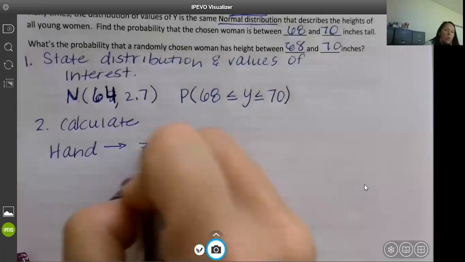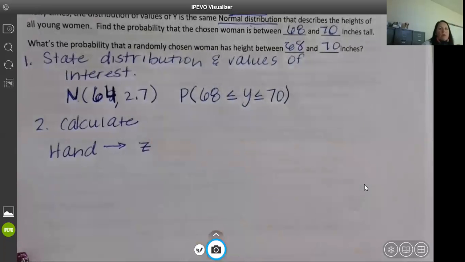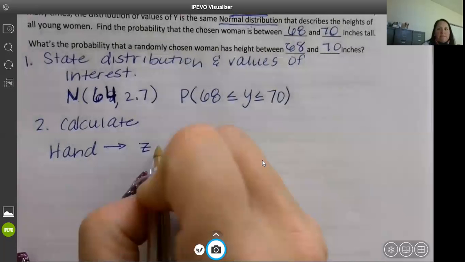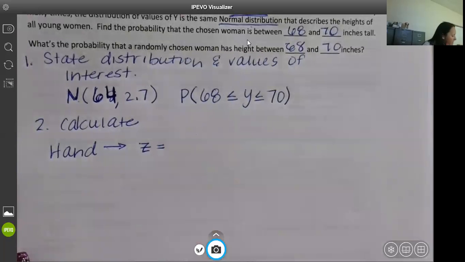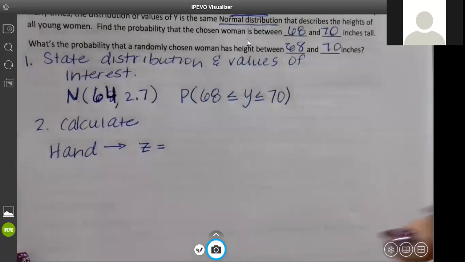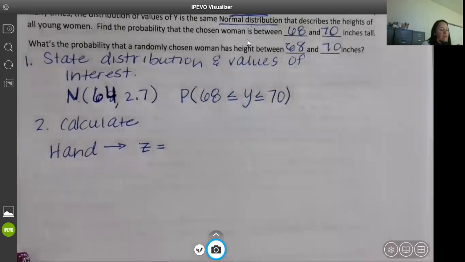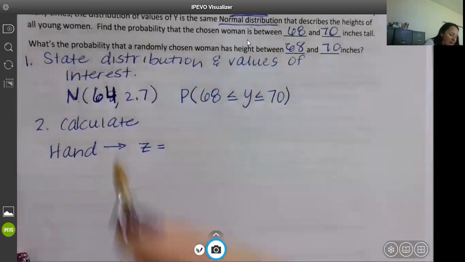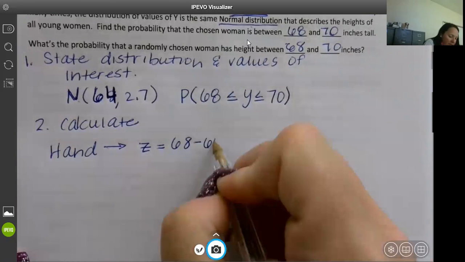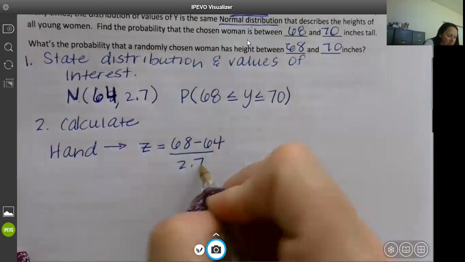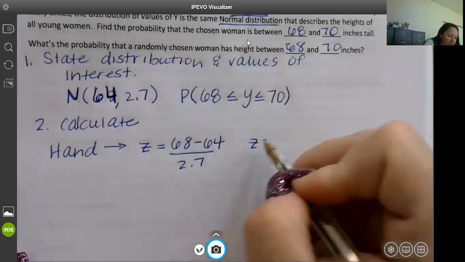We have to find our z-scores. We have to change these to z-scores so that we can get our probability. So remember, what's our formula for finding z? Yes, observation minus mean over standard deviation. How many observations do we have? 2. We have 68 and 70, right? You're all right. Observation minus the mean over the standard deviation. But I also have the 70 as well. So I got to do both.